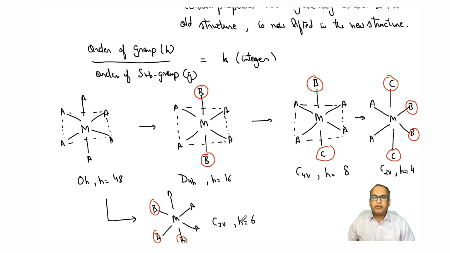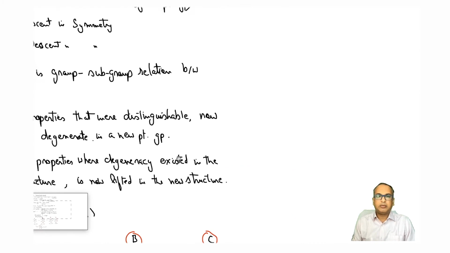Now this particular molecule, C3V, is a subgroup of OH, but C3V is not a subgroup of T4H or C4V or C2V, right? Because here the integral divisor does not work. So this is one group subgroup relation, this is another group subgroup relation. So let us write it down explicitly, what we have now.